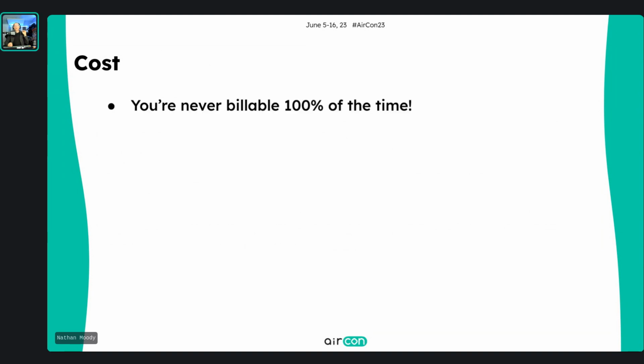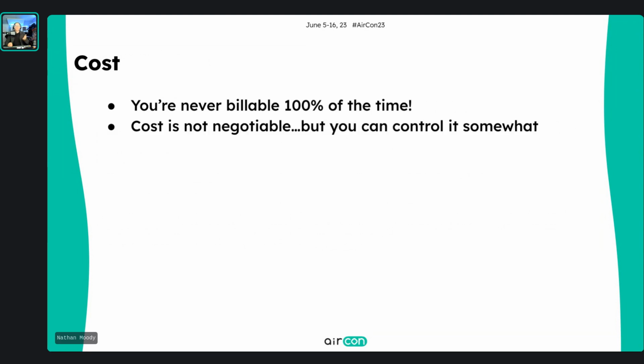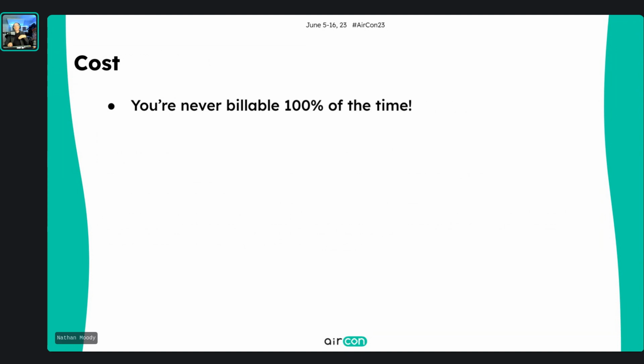So another thing to remember is that you will never be billable 100% of the available time you have to work. And why is that? You have emails, you have business development, you have calls with potential clients, you have to go get groceries, you have to take your animals to the vet, whatever it might be. You're never billable 100% of the time. So you need to figure out what your billability is going to be.